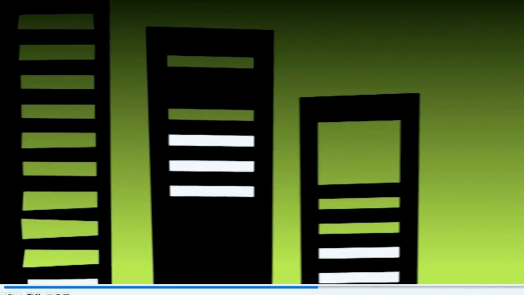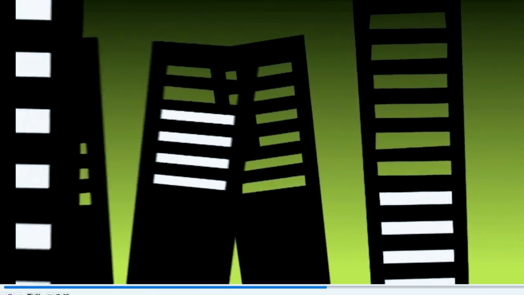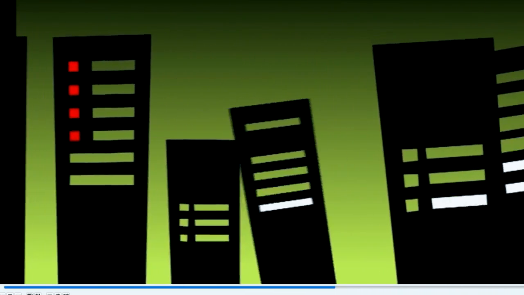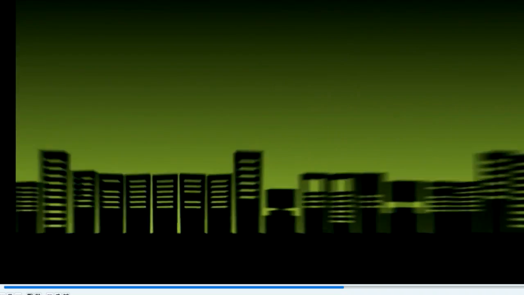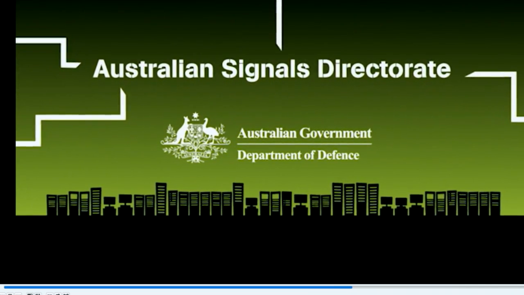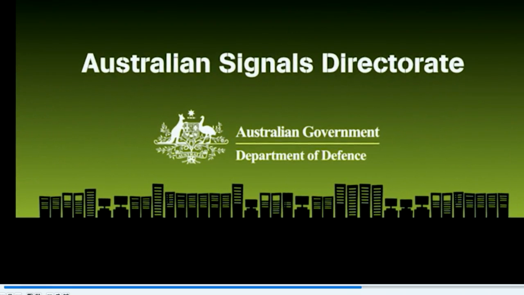So how do you stop them getting in? The first step is to realise the value of your information and the consequences of it falling into the wrong hands. You can help make your organisation more resilient. That's where we come in. The Australian Signals Directorate. We're the Commonwealth Authority on cyber security. Here to help you keep your information safe.